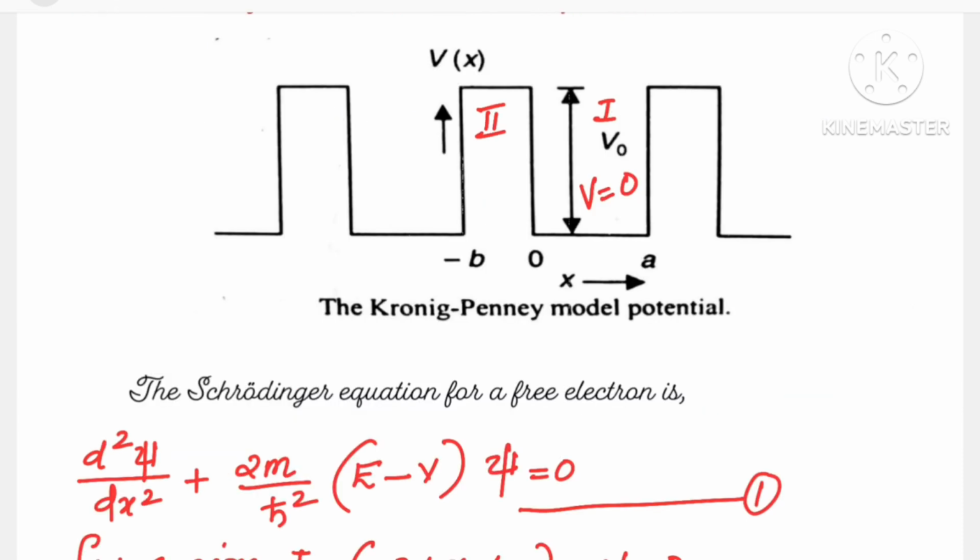While considering the second region, the potential is V0, that is, the second region is this barrier region. Here the potential is V0. Since the potential for region 1 is V equal to 0, we substituted and solved the Schrodinger equation. Now we want to consider the second region where the potential is V0.